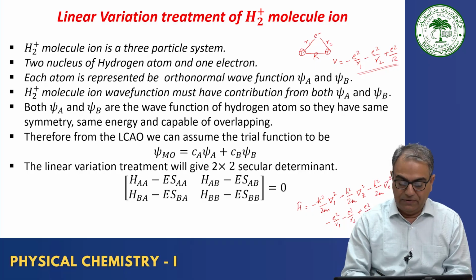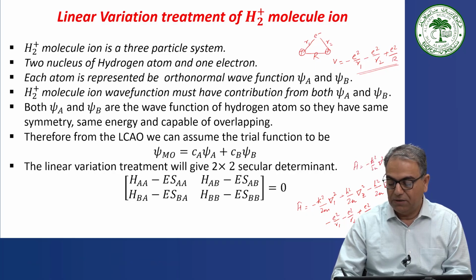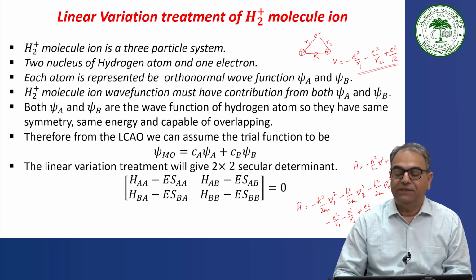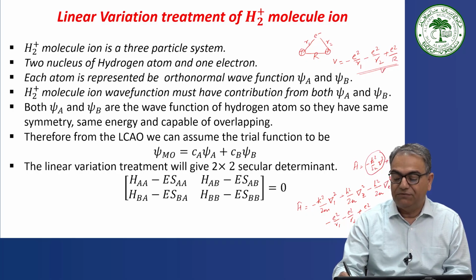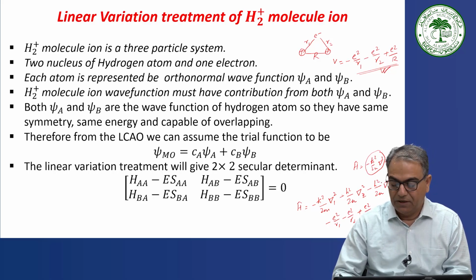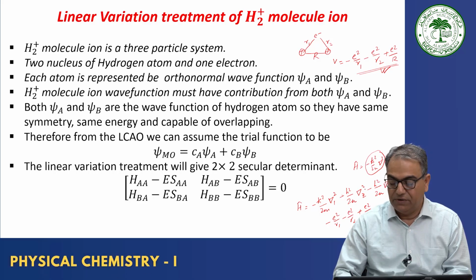In general, the Hamiltonian is minus h cross square divided by 2m del square plus V. The first term, minus h cross square divided by 2m del square, is the kinetic energy term, and V is the potential energy term. The potential energy term will have 3 different terms, 2 for the attractive interactions and 1 for the repulsive interaction. The kinetic energy term will have 3 different terms, one for each particle: nucleus 1, nucleus 2, and the electron.